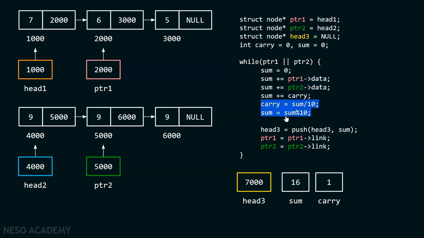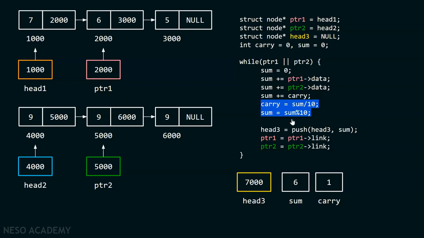After this, the next step is divide sum by 10 and put that value inside carry. We know that 16 divided by 10 gives 1. So this will get replaced by 1. This means that carry will not get affected at all. And here, sum becomes 6, right?